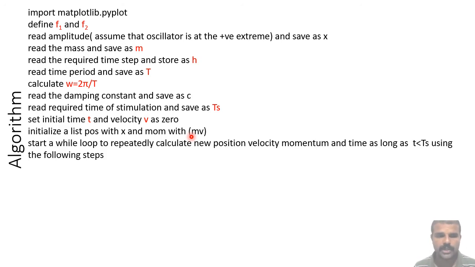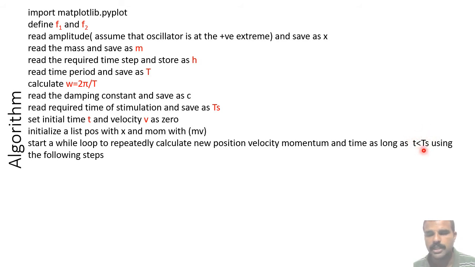So we have to initialize them, and after that we have to repeatedly calculate the new position and velocities, and we have to calculate momentum. We have to append these values in position, POS, and momentum, MOM respectively, and we have to proceed this until the time reaches the required time of simulation. So we repeatedly calculate new position and momentum until t is less than TS.